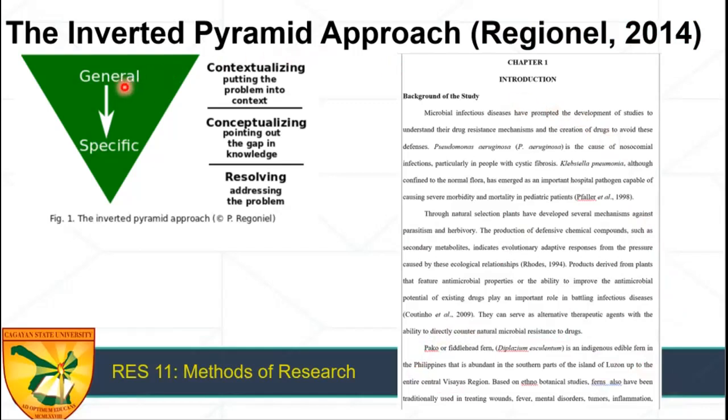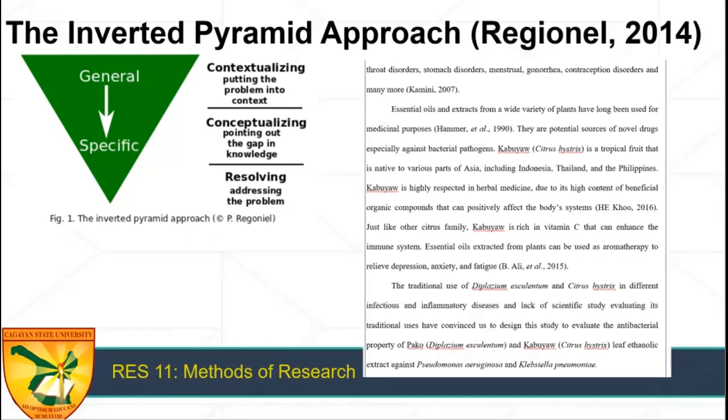So from general background information by providing the basics. If you remember, you will define your variables also in this part. If this is a social study or more on public health studies, you will put here the facts, the statistics, the legal basis, previous findings, and for the specific, the reason for conducting the research. Okay, so this is a continuation of the example for the inverted pyramid approach.